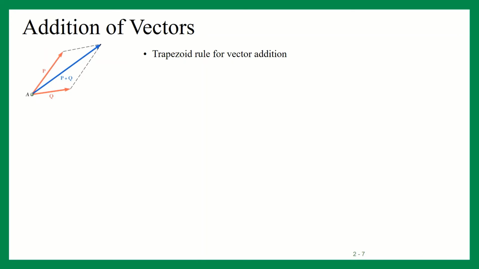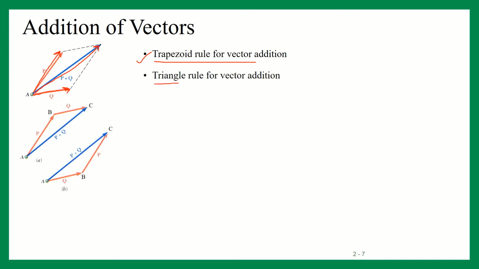So now we will see addition of vectors. First one is the trapezoid rule. So that is same as the parallelogram law. So if you draw the trapezium, if you have two vectors on the two sides of this parallelogram, then the resultant will be the diagonal of the parallelogram. So this is also called as trapezoid rule.